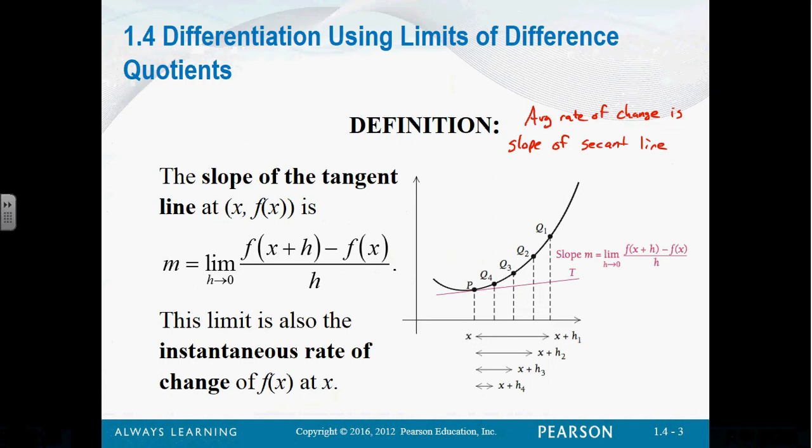So notice, if we look at this graph, at Q1, we have that secant line. At Q2, we have that secant line. At Q3, we have that secant line. At Q4, we have this secant line. Notice that we're getting closer and closer to just having this tangent line at P. They're all approaching that tangent line. If we take the limit here as h approaches 0, we get that tangent line.